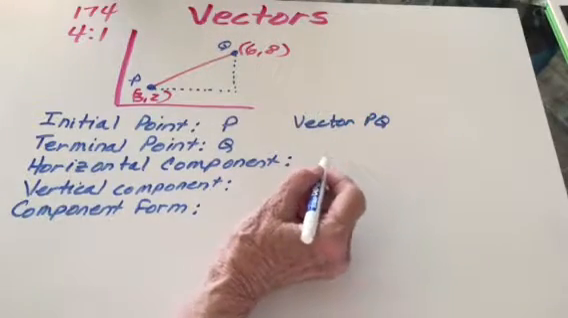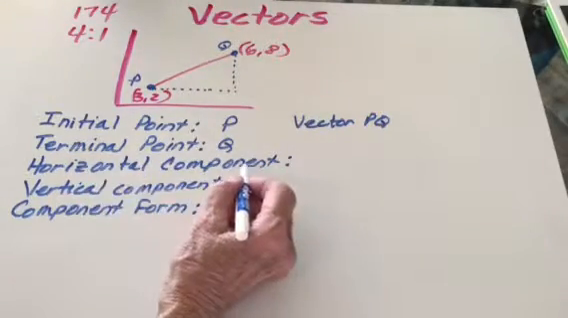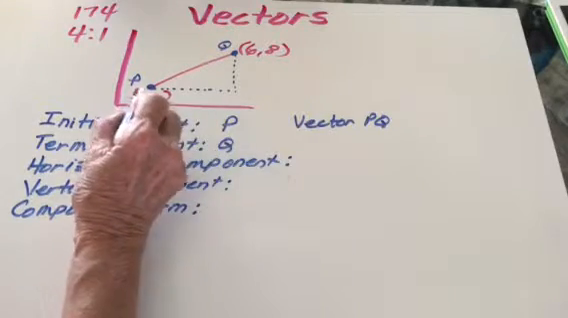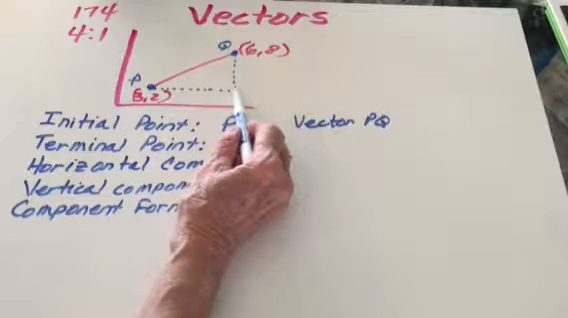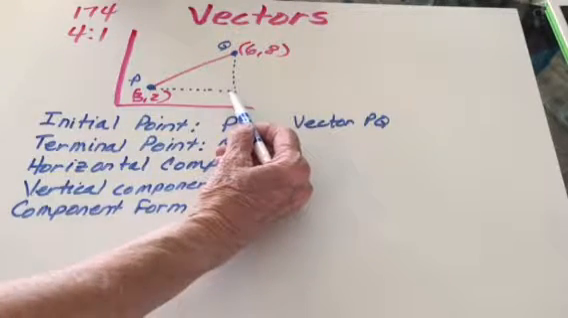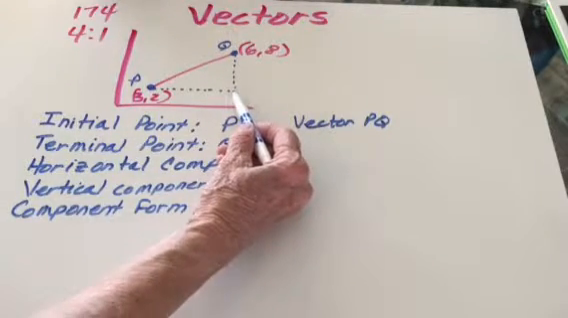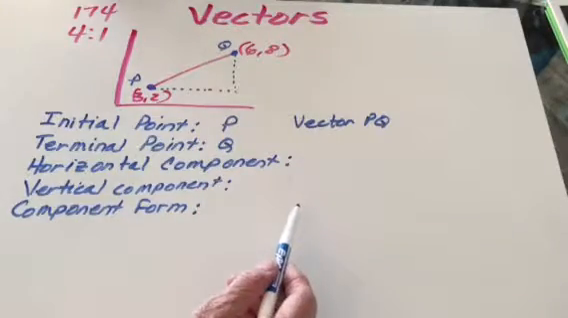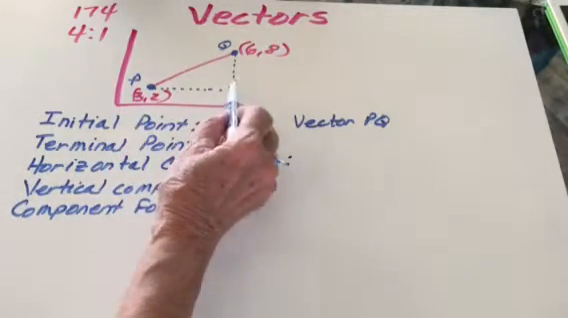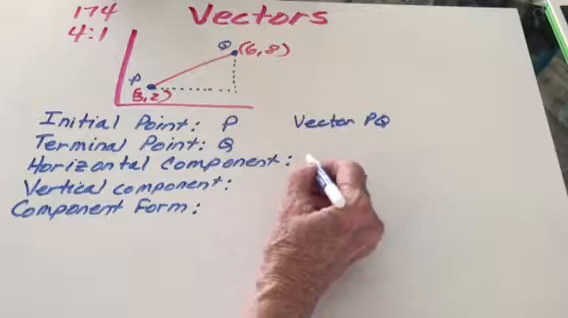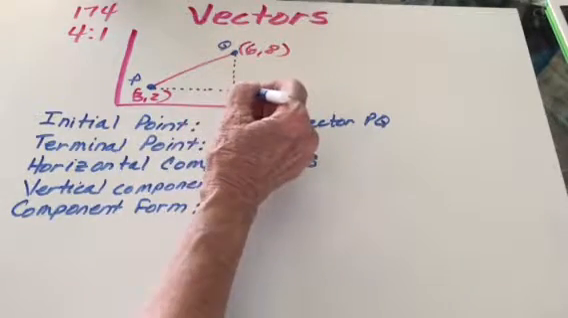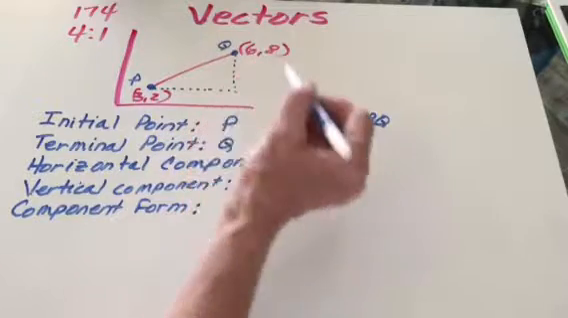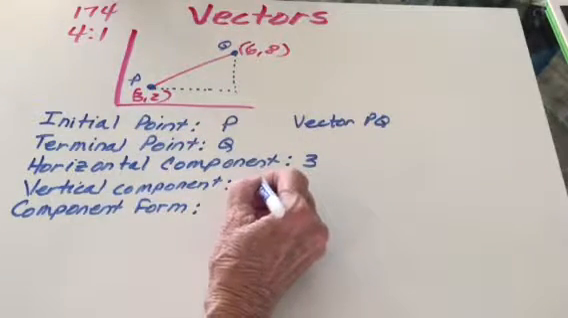All right, now, the horizontal component. Okay, so I'm starting at 3 and I'm going over to 6. So my horizontal component is 3 because I'm going 3 units to the right, correct? Now my vertical component, I'm starting at 2 and I'm going up to 8. So my vertical component is 6.